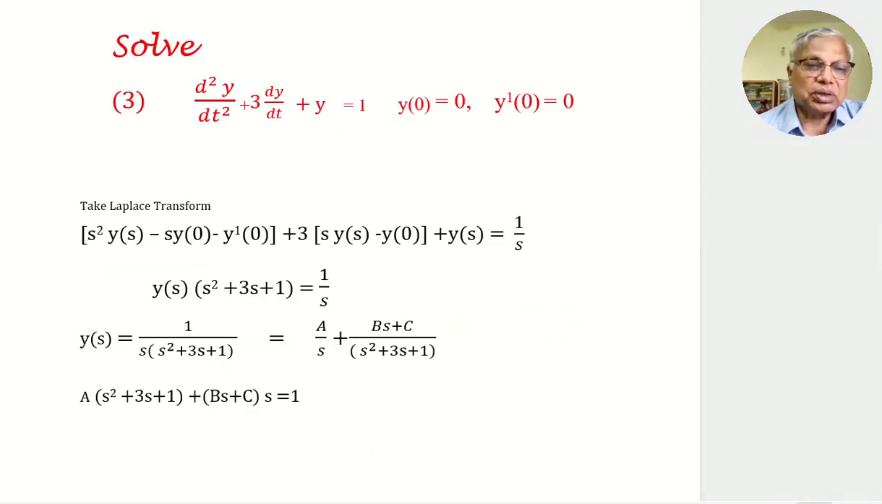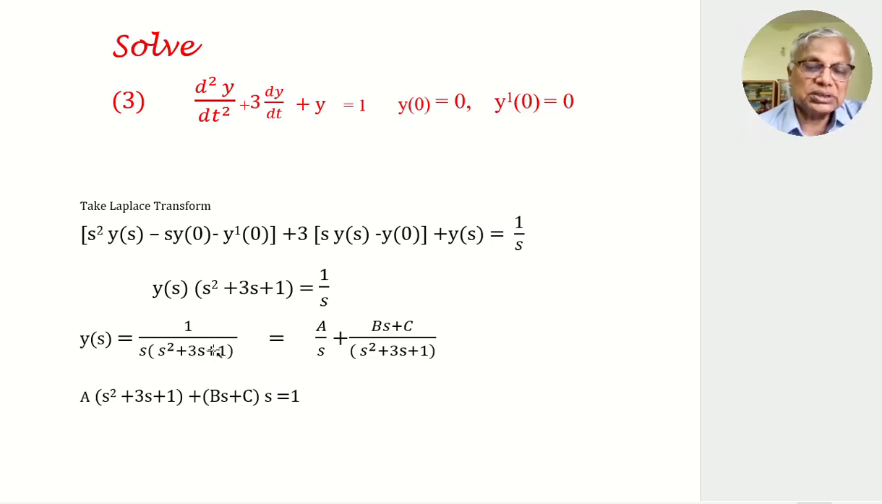So let me substitute all the given initial values. Both y(0) and y dash (0) are given as 0. So this will be 0, and this is 0, and this is also 0. So remaining terms, if you simplify and take Y(s) common, you will get this. So Y(s), if you simplify, equals 1 by this.